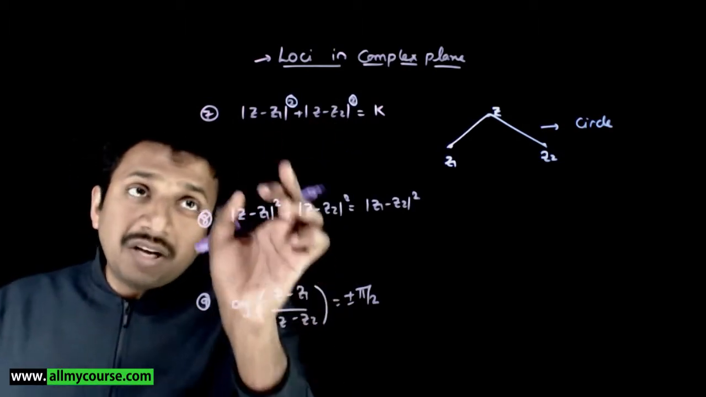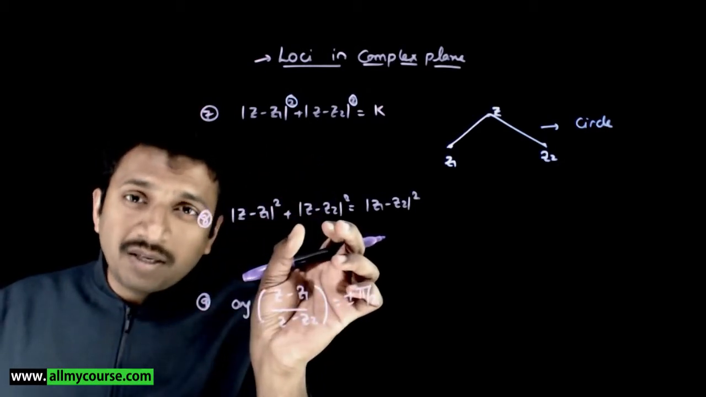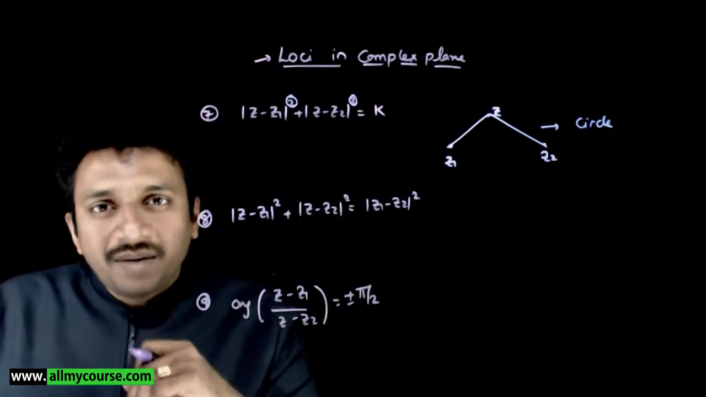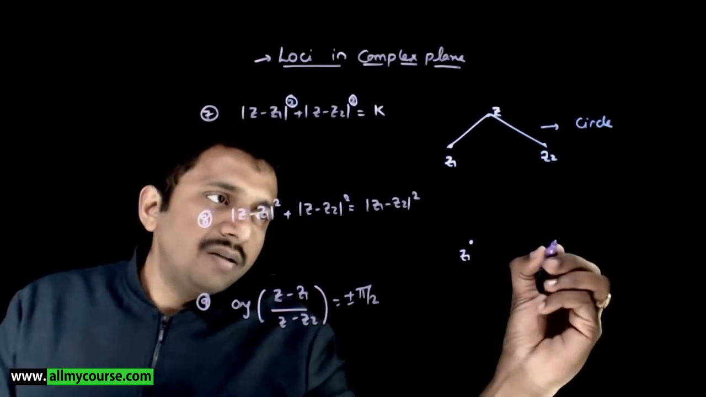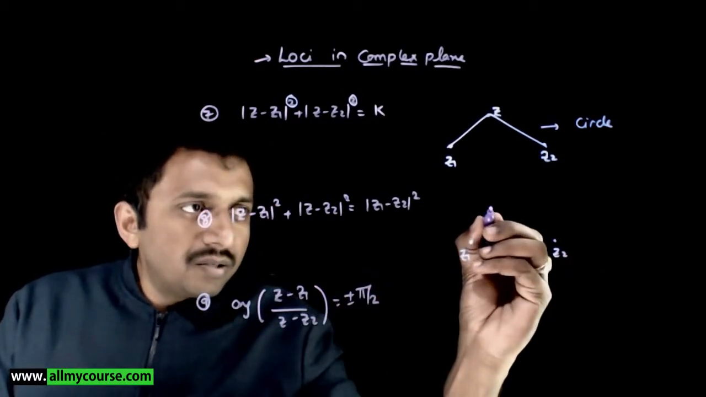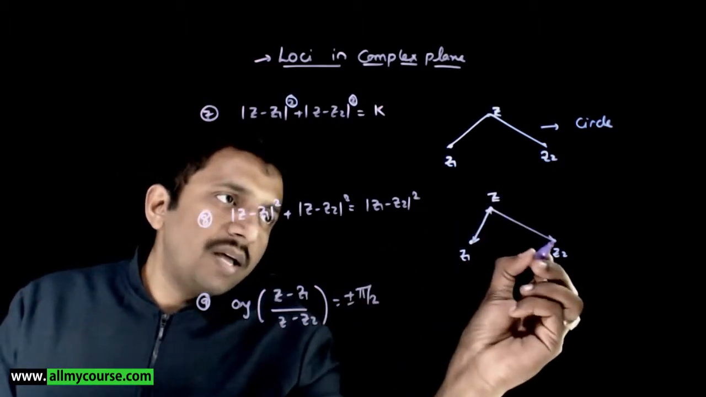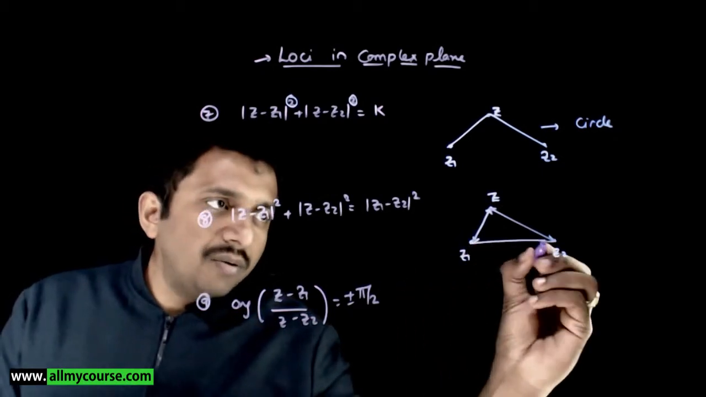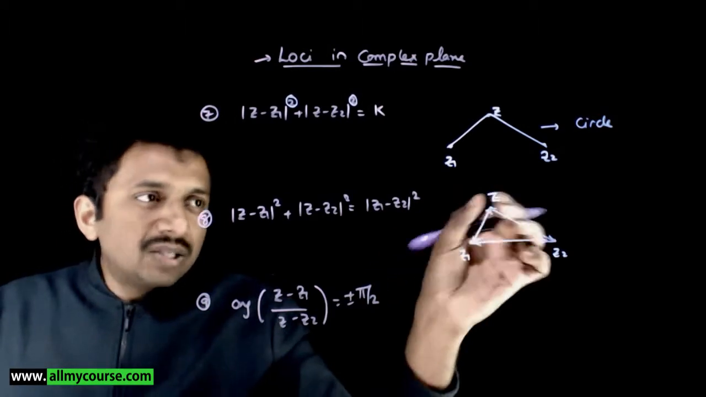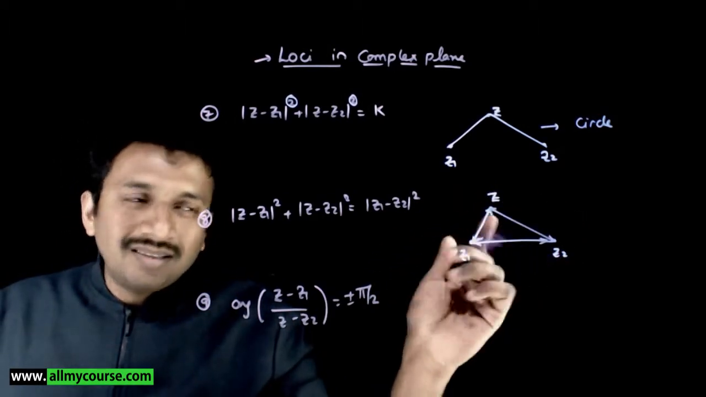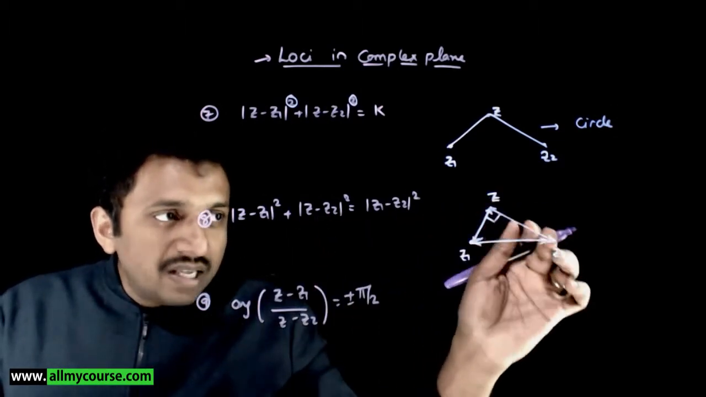Next, a special case of this: mod of z minus z1 whole square plus mod of z minus z2 whole square is exactly equal to mod of z1 minus z2 whole square. What is the meaning of this? You have z1, you have z2. So z is such that the square of this distance plus the square of this distance is exactly equal to the square of this distance. A square plus b square is equal to c square. This implies this angle is 90 degrees. So z is moving such that this angle is always equal to 90 degrees.